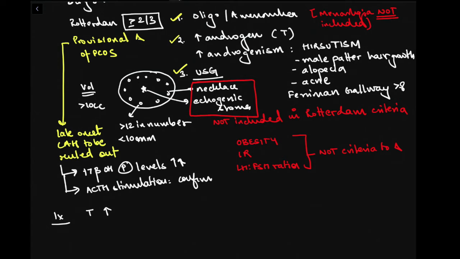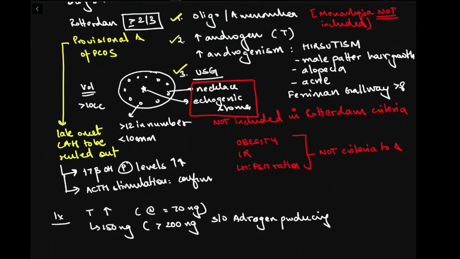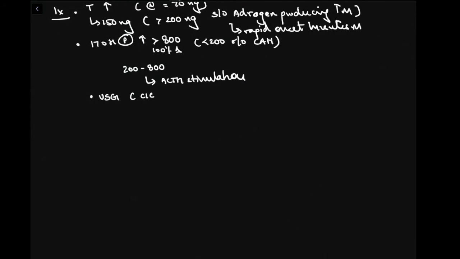Investigations for PCOS include testosterone levels, which will be increased. The normal is in the range of 70 nanogram, while here it rises to 150 nanogram. Testosterone more than 200 nanogram is suggestive of androgen secreting tumor of ovary. Then ultrasound is done because the chief complaint of the female is amenorrhea. TSH, LH, FSH, and prolactin levels are done.